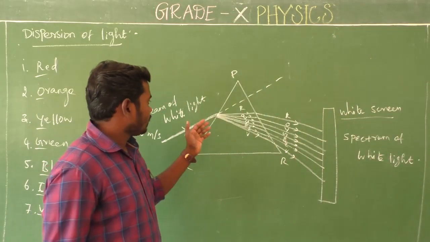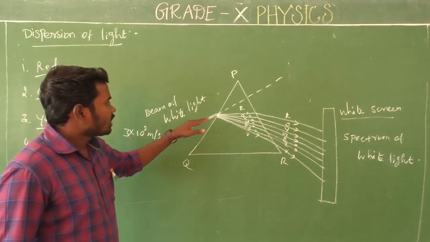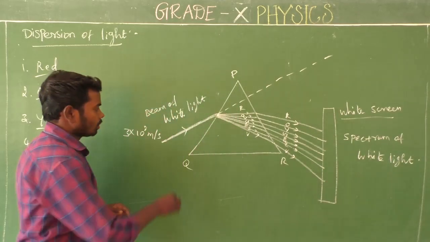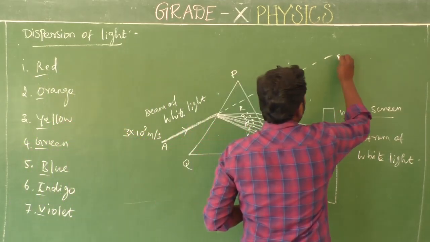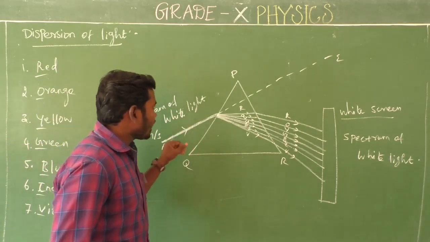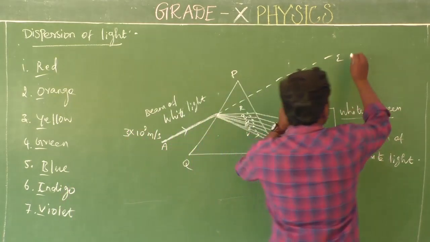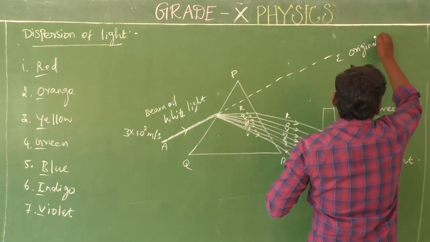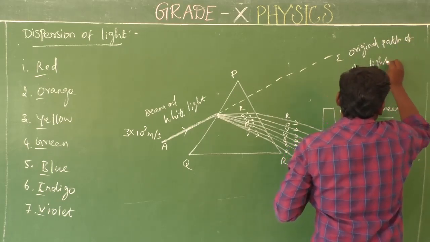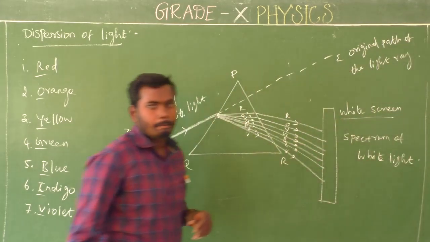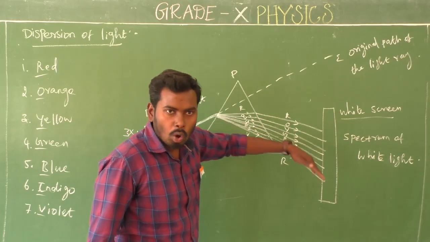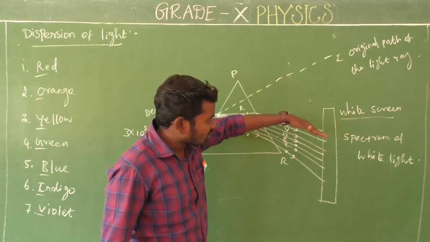Look here. If the glass prism is not there, it will be the original path of a light ray. Consider that as A, E. So if the glass prism is not here, AB will be the original path of the light ray. But these 7 constituent colors emerge in a downward direction, like this direction.